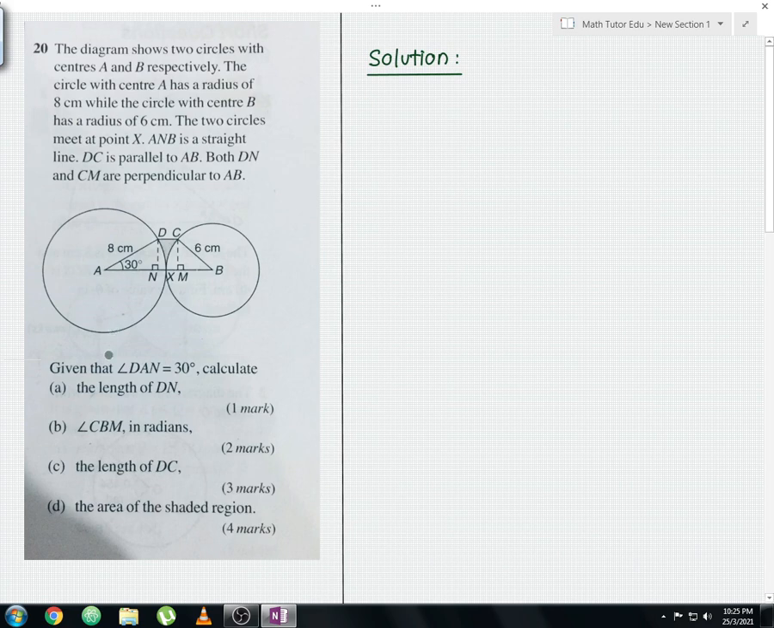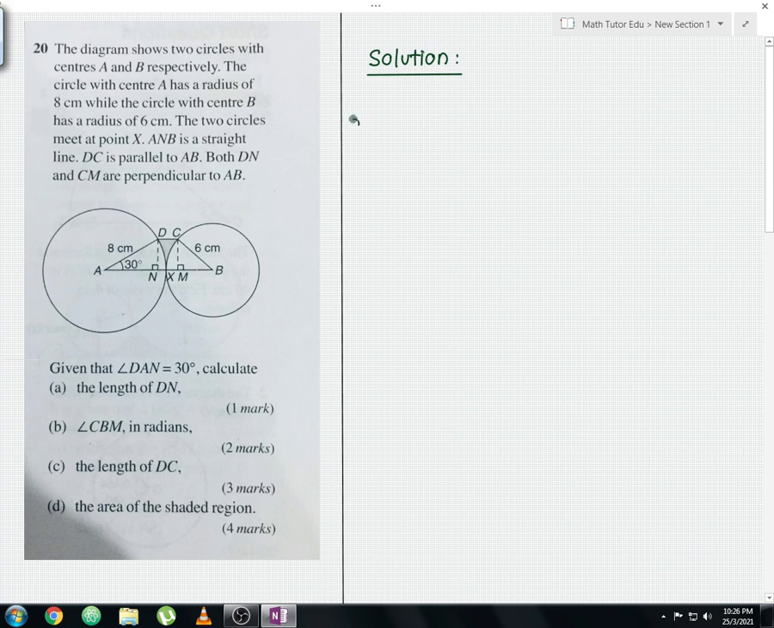Okay, let us find the length of DN now. To find the length of DN, we can use the trigonometry concept, guys. As you can see over here, length of AD is given, which is 8 cm. And they already give the angle which is in the degree form, which is 30 degrees. The only thing we don't know is the length of DN. It is possible for us to find the length of DN using the trigonometry rule.